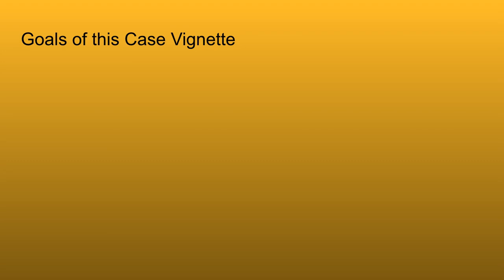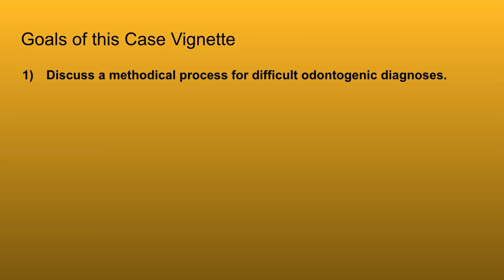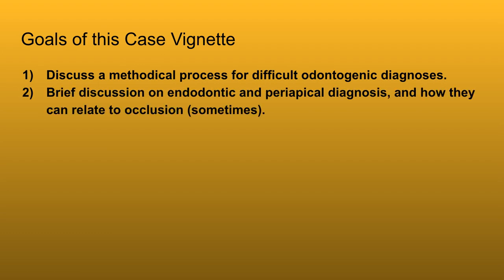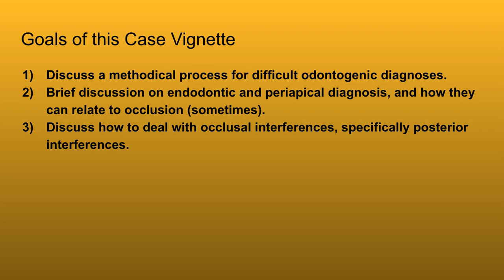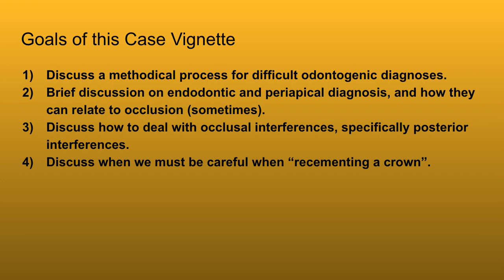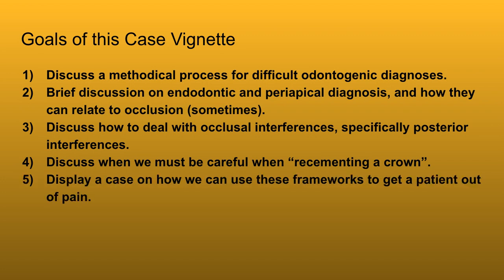All right, so the goals of this case vignette are: one, to discuss a methodical process for difficult odontogenic diagnoses. These happen in our clinical practice each and every day. The question is, when they're difficult, what do we do about it? We're going to have a brief discussion on endodontic and periapical diagnosis and how they can relate to occlusion sometimes. We're going to discuss how to deal with occlusal interferences, specifically posterior interferences. We're going to discuss when we must be careful when re-cementing a crown. And lastly, we're going to display the case vignette on how we can use these frameworks to get a patient out of pain when the diagnosis is not super obvious.